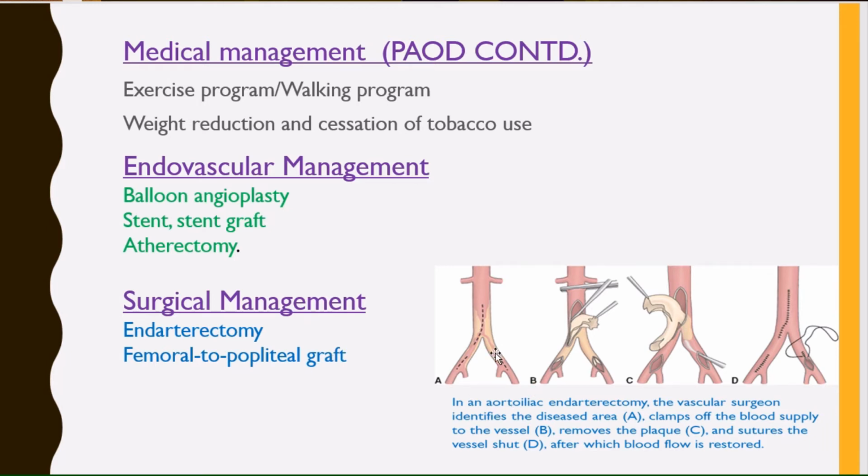So this is a picture of an aortoiliac endarterectomy. So there is plaque, or the fat, identified. Clamps are applied to prevent that blood flow. So you can make that incision and remove that plaque. And then once the plaque is removed, it is sutured back. So then the blood flow will be restored.